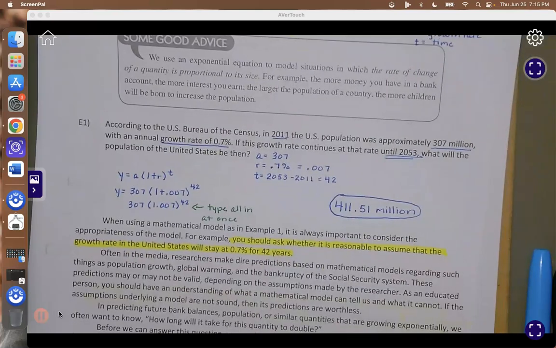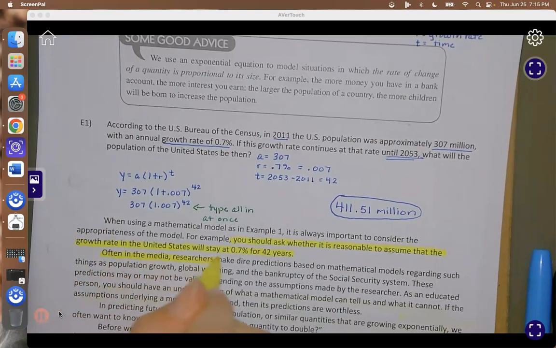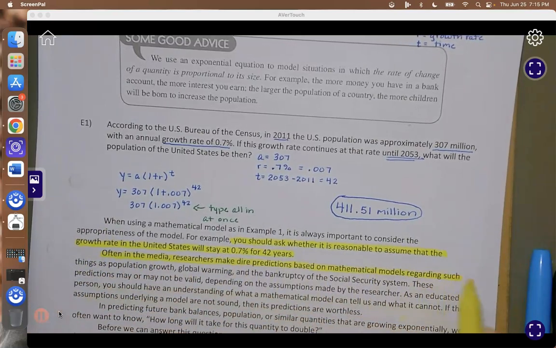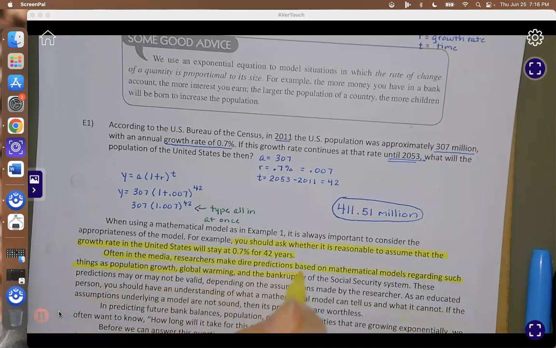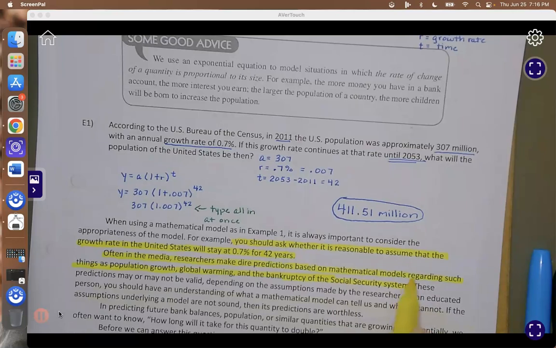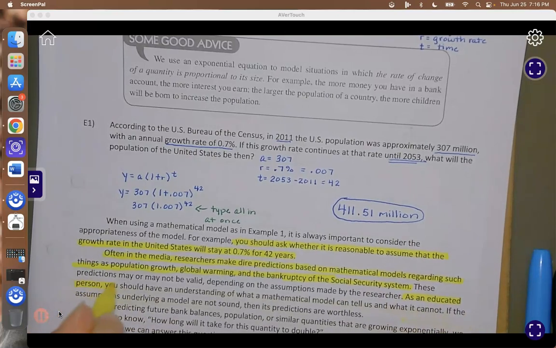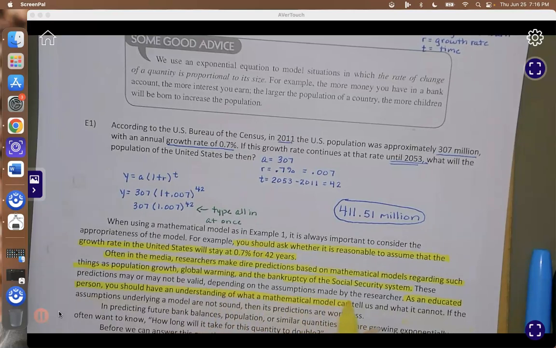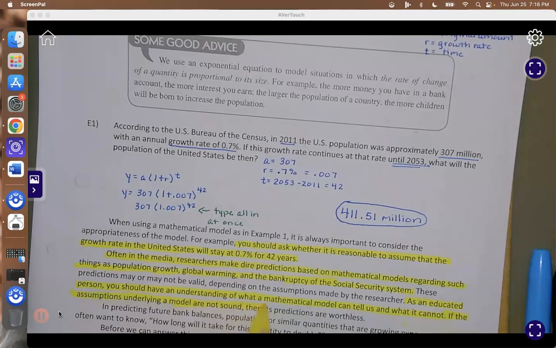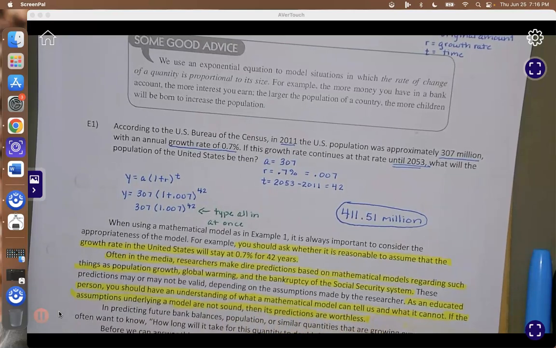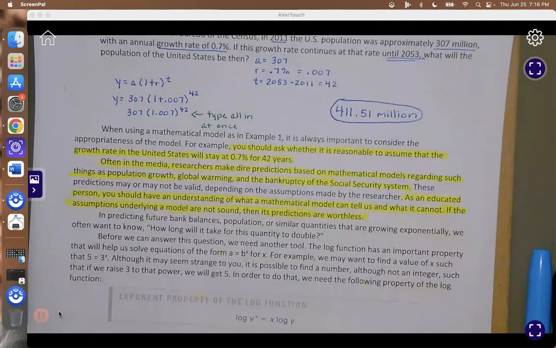Okay. Often in media, researchers make dire predictions based on mathematical models, such as things like population growth, global warming, and bankruptcy of the Social Security system. The predictions may or may not be valid depending on the assumptions made by the researcher. As an educated person, you should have an understanding of what a mathematical model can tell us and what it cannot. If the assumptions underlying a model are not sound, then its predictions are worthless, because we can make numbers say what we want them to say, but you have to understand if your model is reasonable.